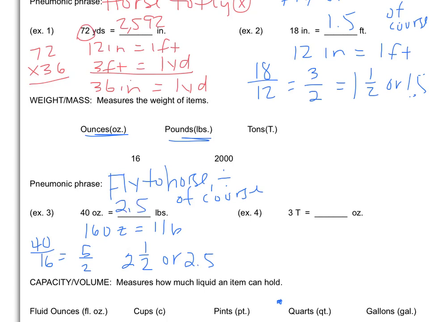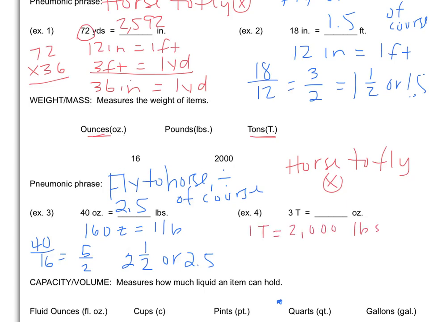We have 3 tons in ounces, so let me erase the blue. We're going to start with tons, and we're going to go to ounces, so we're starting with a larger unit, and we're going to a smaller. So horse to fly, bigger to smaller, you're going to multiply. Okay, so the conversion, starting at tons, is 1 ton equals 2,000 pounds.